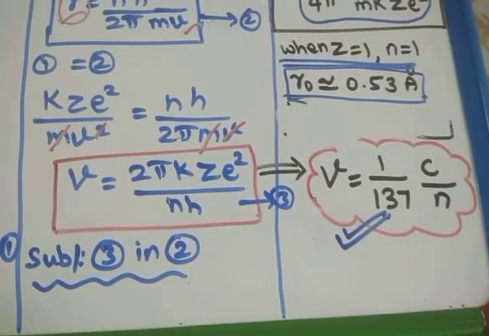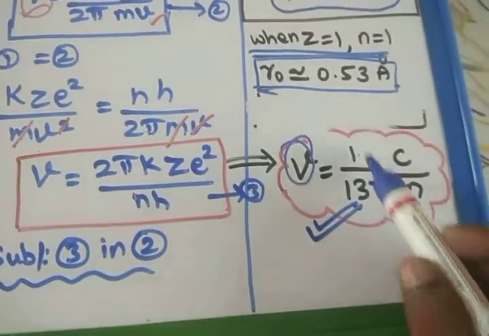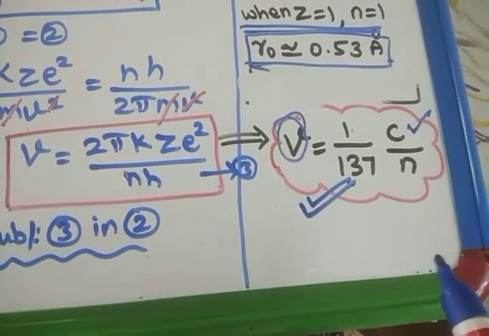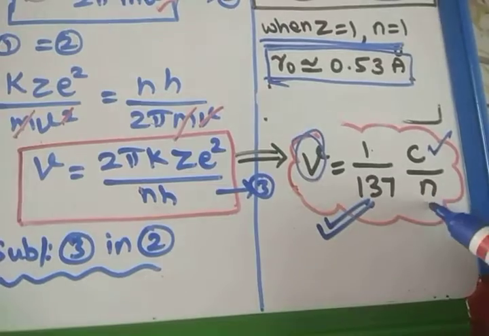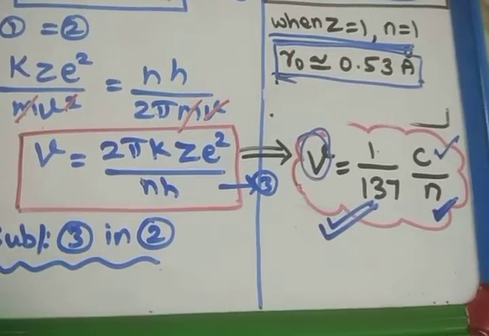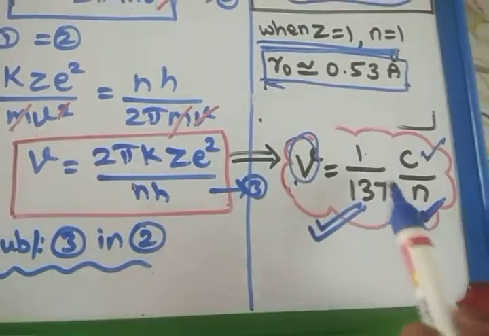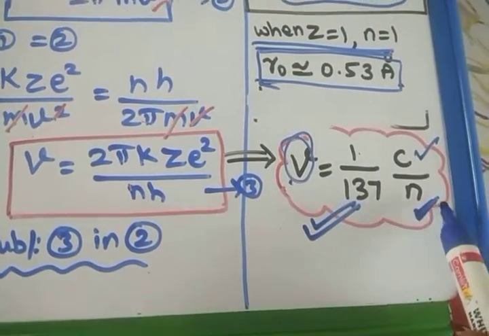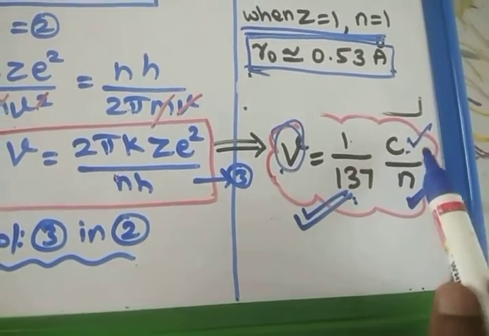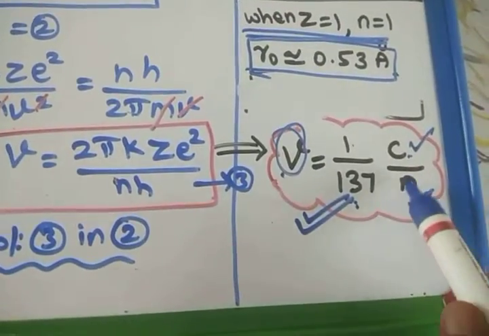Thus the speed of the electron in the innermost orbit is 1 by 137 times the speed of light in vacuum, while the speed in the outermost orbit varies inversely with the n value. So again I will say that the speed of the electron in the innermost orbit is 1 by 137. Innermost orbit means n is equal to 1. So it is 1 by 137 times the velocity of light in vacuum, while the speed in the outer orbits varies inversely with n.